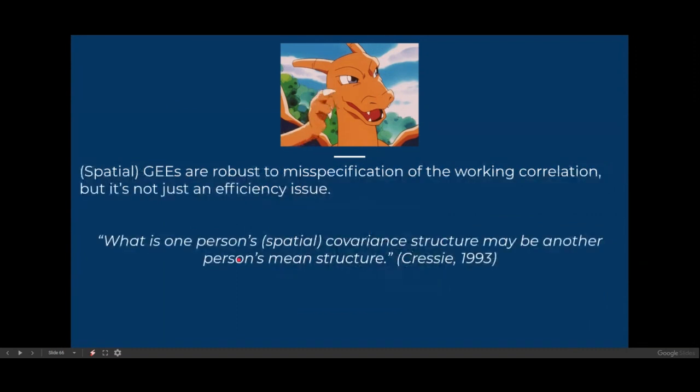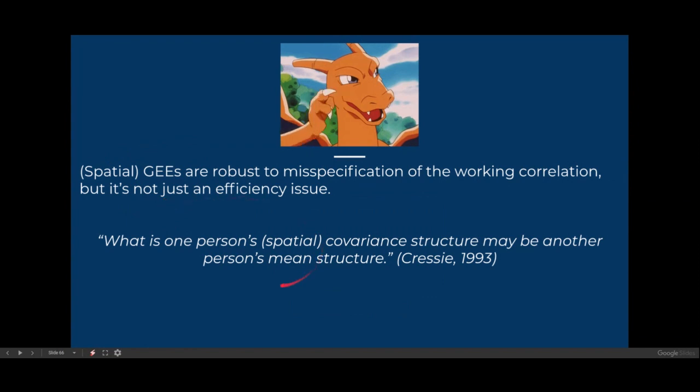Essentially what I mean is that spatial GEs are robust to misspecification of the working correlation, but it's not just an efficiency issue. If you change the working covariance, you are potentially changing your target, the thing you're trying to do estimation and inference on, and that's because of the multicollinearity that comes into play. So my main message is that I urge practitioners to be a little bit more careful. You can't be too cavalier with the choice of the working correlation. You have to think harder about the assumptions you're willing to make, and also the target you're actually trying to do inference and estimation on.